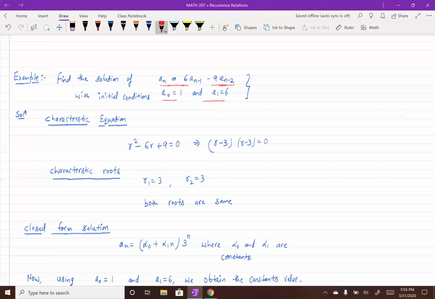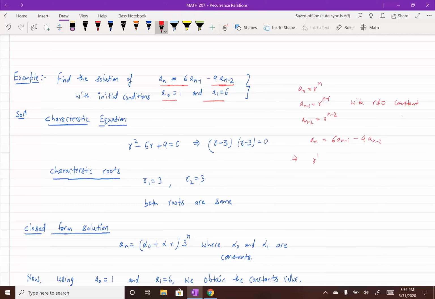So in that case we can find our characteristic equation. If you put a of n equal to r to the power n, a of n minus 1 equal to r to the power n minus 1, a of n minus 2 equal to r to the power n minus 2, where r is not equal to 0, a constant number, then you put that in your recurrence relation, a of n equals 6 a of n minus 1 minus 9 a of n minus 2.